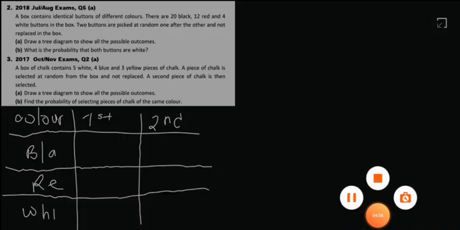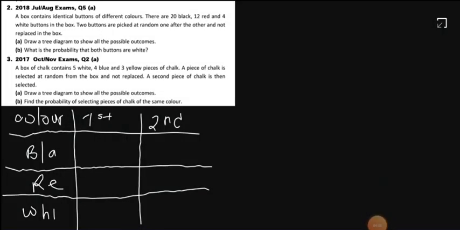So we have 3 different buttons: black, red, white. 2 buttons are picked at random, one after the other, and they're not replaced. Before you draw a tree diagram, let's look at this. If black was picked first, and black is 20, because the total is 20 plus 12 plus 4, giving 36, then this is 20 divided by 36. If black was also picked second, it will be 19 over 35.